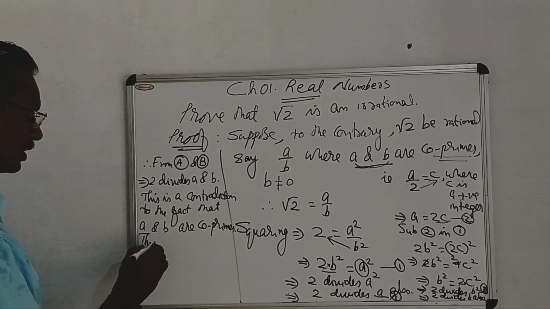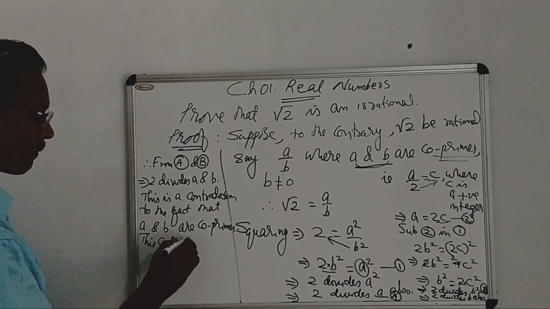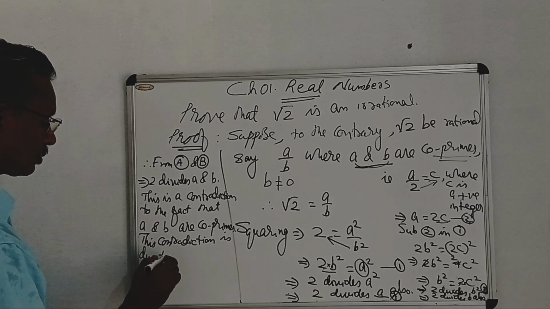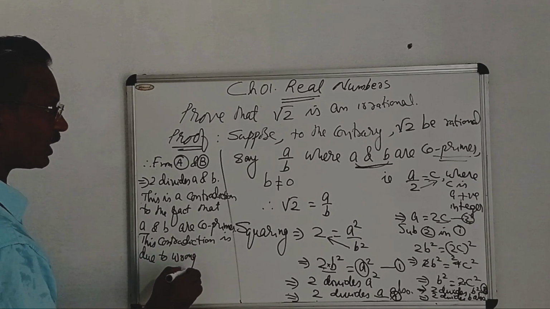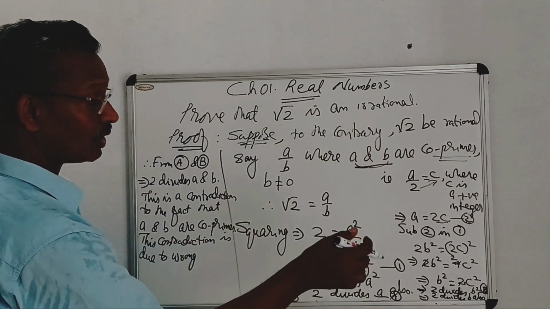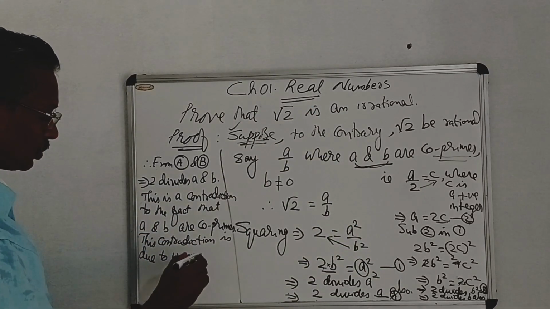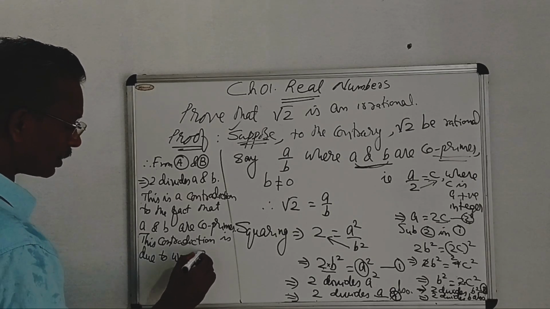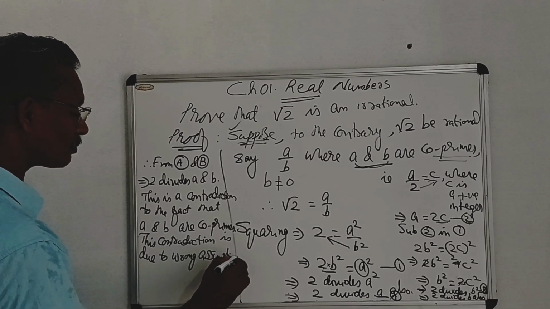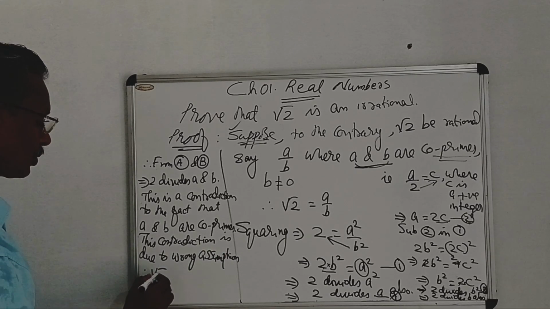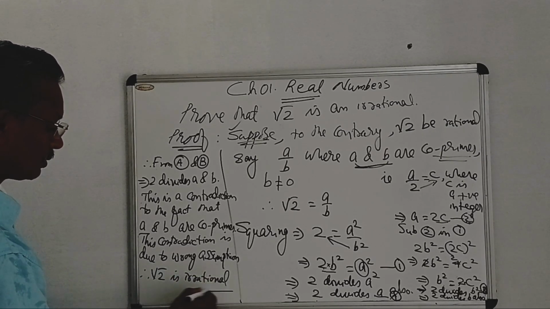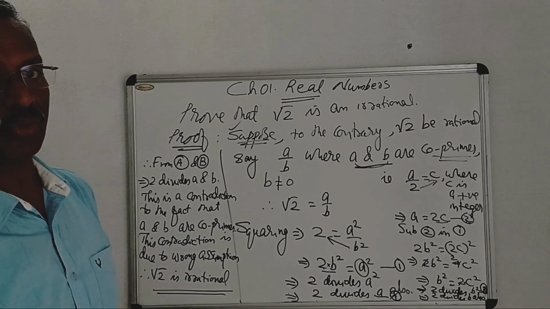This contradiction is due to a wrong assumption. We have started something wrong. Rest all steps are correct. Only one assumption is wrong. Due to the wrong supposition or assumption, therefore, root 2 is irrational. Okay, this is the proof of root 2.